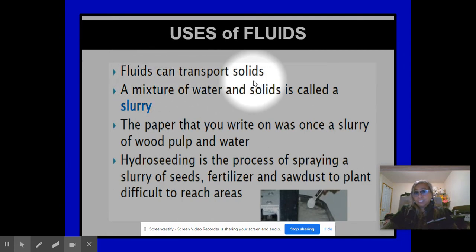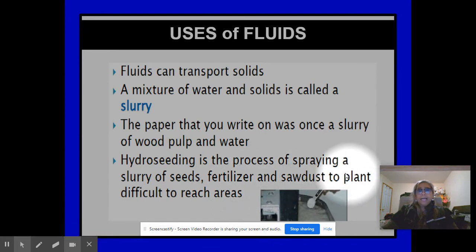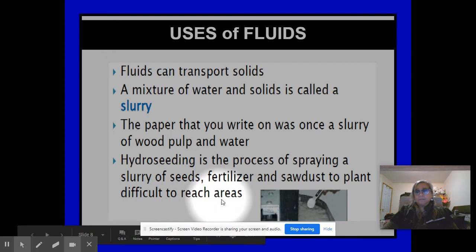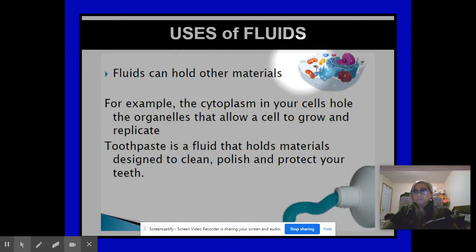So fluids can transport solids. A mixture of water and solids is called a slurry. The paper that you write on, consider that, was once a slurry of wood pulp and water. Hydroseeding is the process of spraying a slurry of seeds, fertilizer, and sawdust to plant difficult to reach areas.